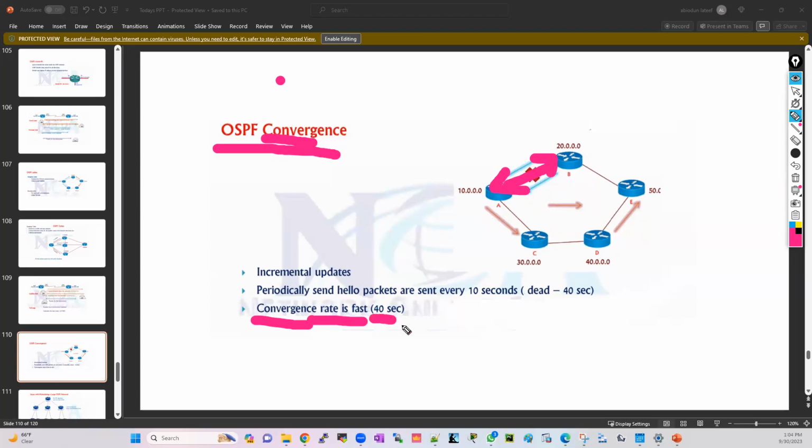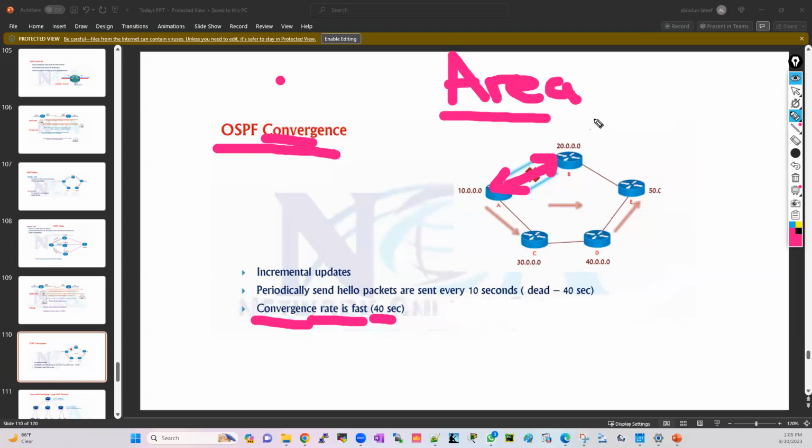So convergence is that they form a neighborship, and then all their routing information is put in their routing database. All these things I'm saying now will make more sense when we start doing the lab. Another concept we need to pay attention to is the area concept in OSPF.